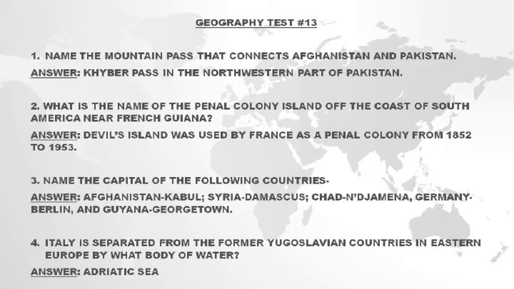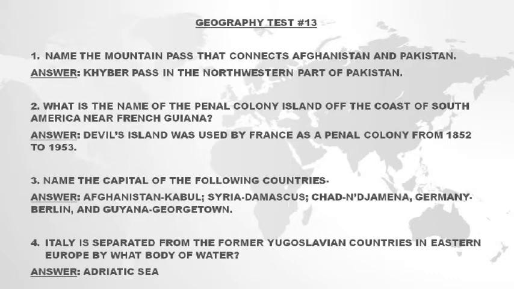1. Name the mountain pass that connects Afghanistan and Pakistan. The answer is the Khyber Pass. It's in the northwestern part of Pakistan. Question 2. What is the name of the penal colony island off the coast of South America near French Guiana? The answer is Devil's Island. It is owned by France and was used by France as a penal colony from 1852 to 1953.